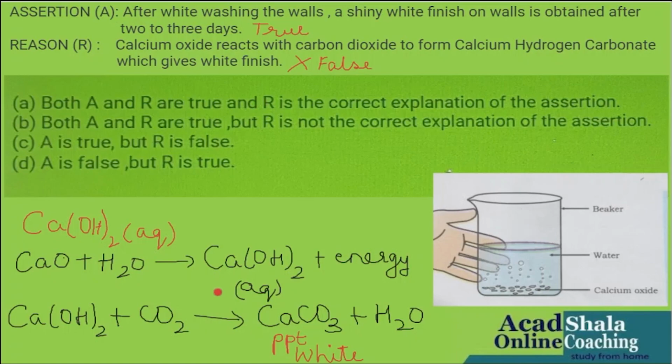So what should I choose among the four, the most appropriate option? I will read all the options very carefully. My first is true and second is false. And this is also not the correct explanation of the assertion. Not at all. And individually also, this statement is wrong. So which option should I choose? Okay, I will go for option C, that is, A is true but R is false.